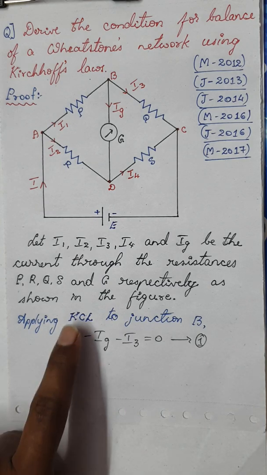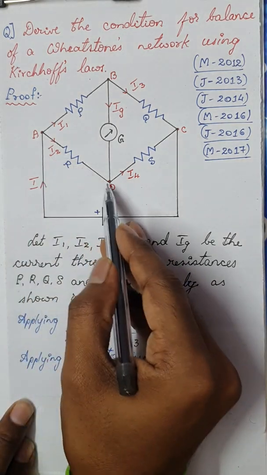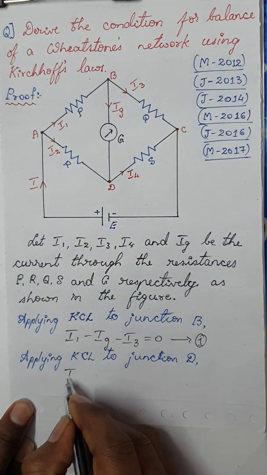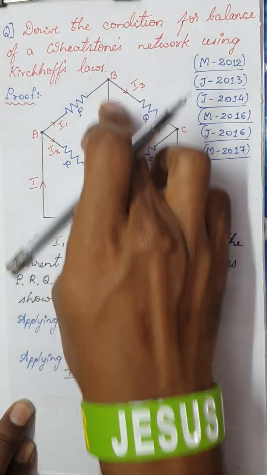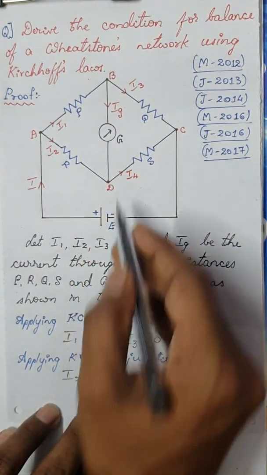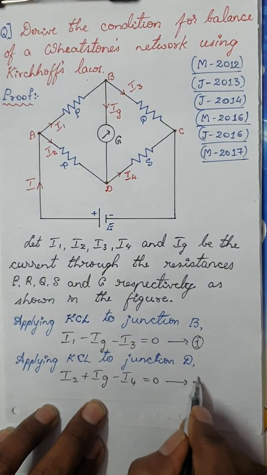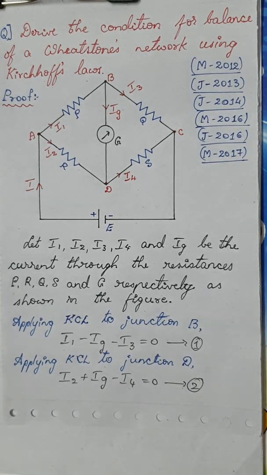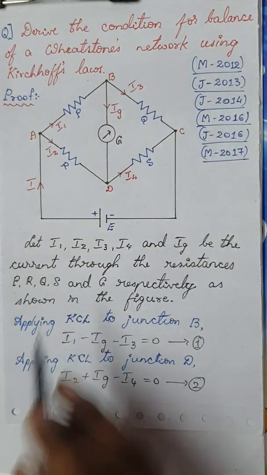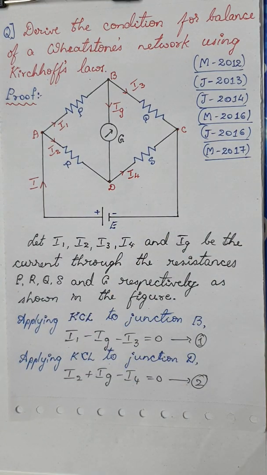Now I will apply KCL in the same way to junction D. So applying KCL to junction D, what is the current? I2 is entering the junction, so it is I2. The current along the galvanometer is also entering, so it is IG, but I4 is going out, minus I4 is equal to 0. So this will give my equation 2. First I applied KCL to junction B. Next I applied KCL to junction D. Now I will apply KVL, that is Kirchhoff's voltage law.